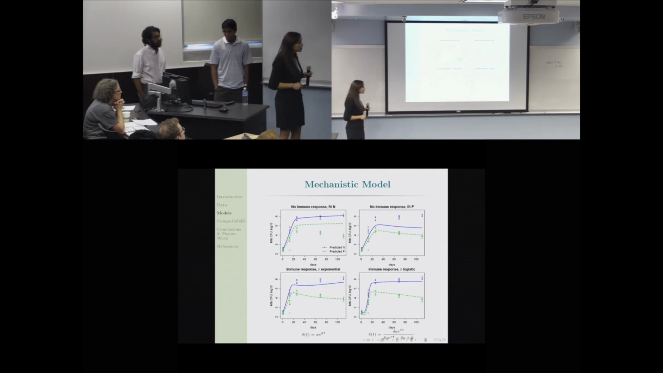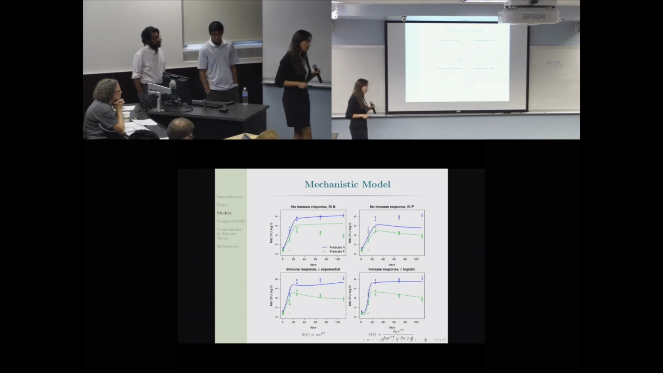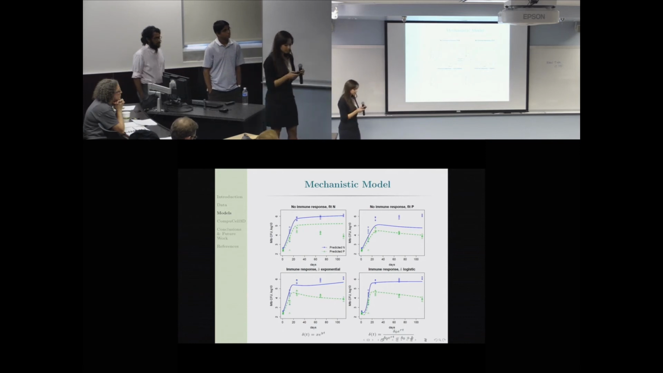We then added the immune response, and with a necrosis rate that was exponential, you see we're able to start getting the general trends that we are desiring for our fits. But whenever delta is logistic, we actually get pretty decent fits for both of the data sets, which is pretty exciting.